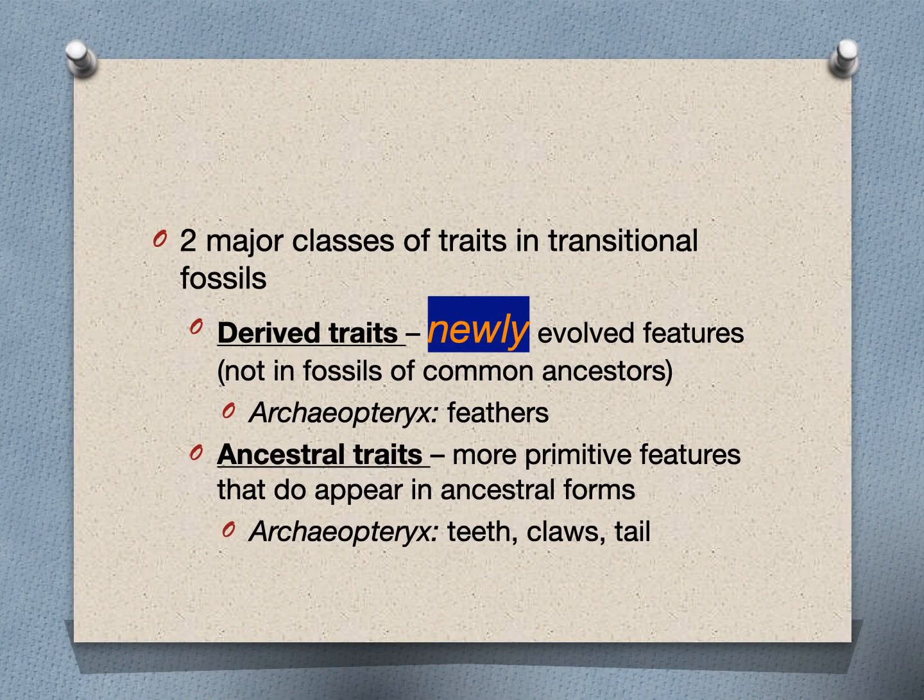There are two major classes of traits that you see in these transitional fossils. Derived traits, which are the new ones. For example, in Archaeopteryx, it's the feathers. And the ancestral traits that come from the earlier features, such as teeth, claws, and the tail.